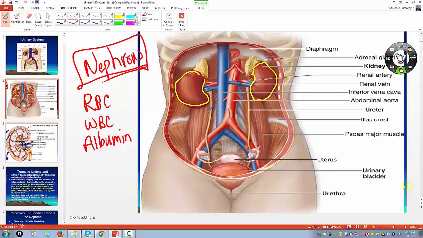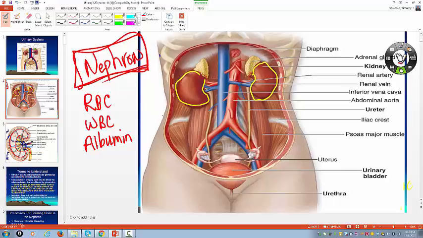These things are too big, so they're basically caught and remain in the blood in the nephron. I'll get into more detail about that in a minute.